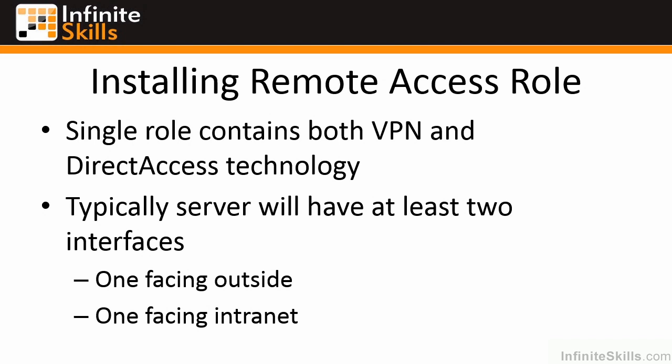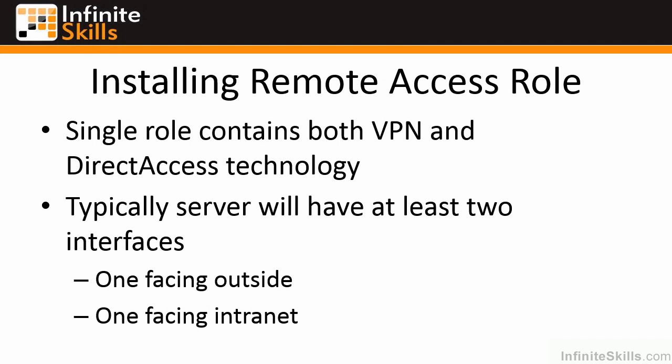Now I need a Windows Server 2012 box, and it's typically going to have at least two different interfaces, i.e. network cards. One of them is going to be facing the outside world, so the internet, and the other one will be connected to the internal intranet. This could be in the DMZ, this could be behind some other type of service publishing gateway, but essentially it's providing a link between the outside world and your internal network.